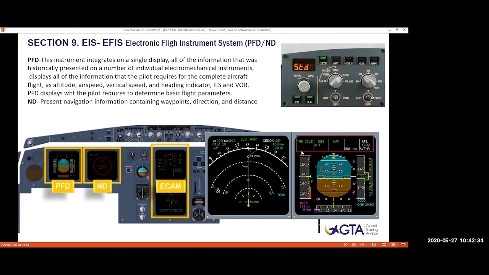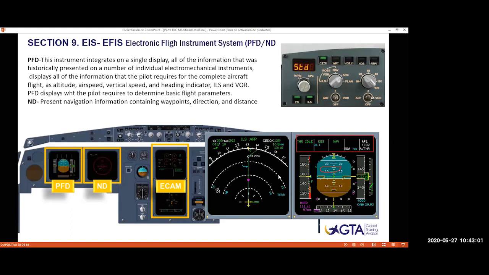What can we see? Here we can see my speed, the speed tape. Here we can see my altitude. Here we can see my vertical speed. Here we can see my heading. Here my attitude. Also information of the ILS, frequency, QNH, all in this display. The name of this one is PFD, primary flight display.